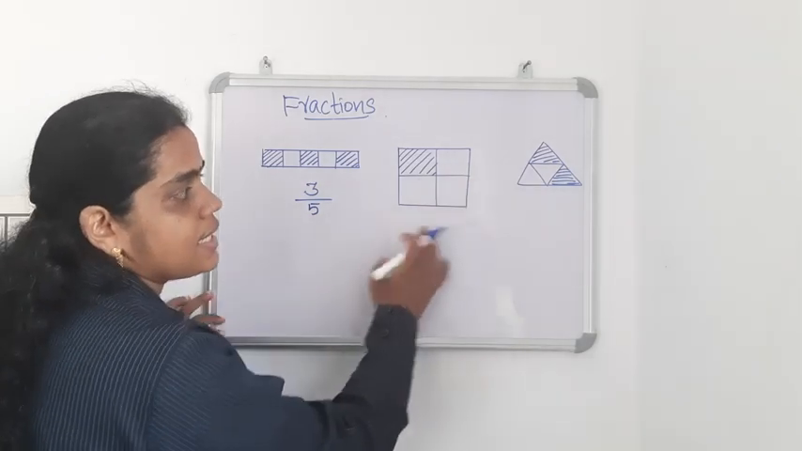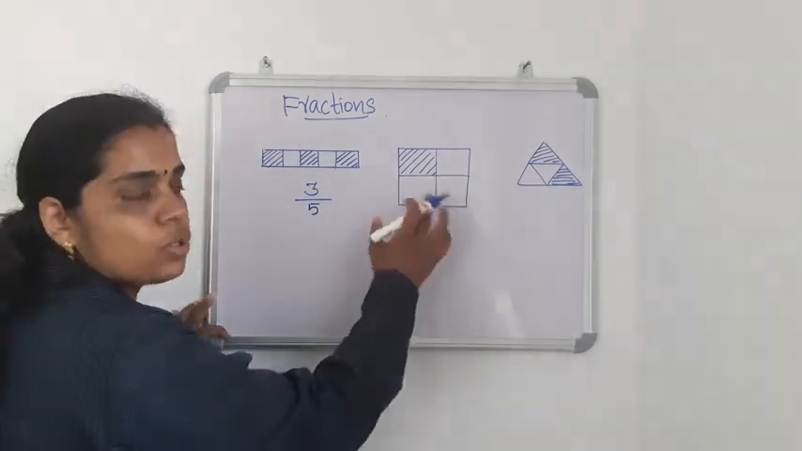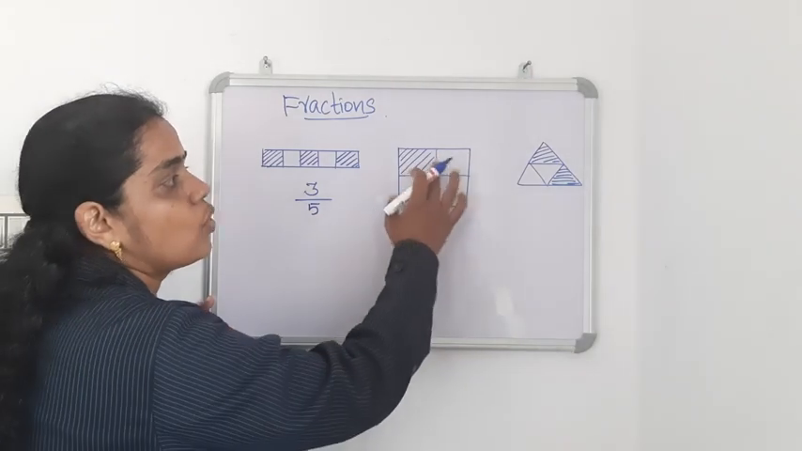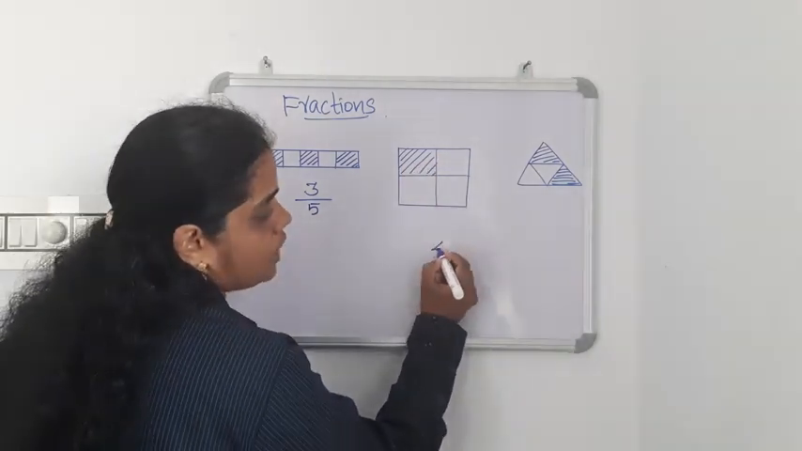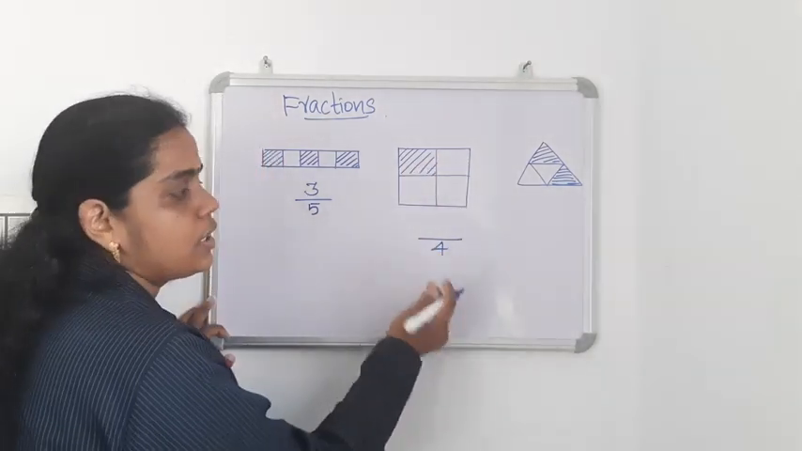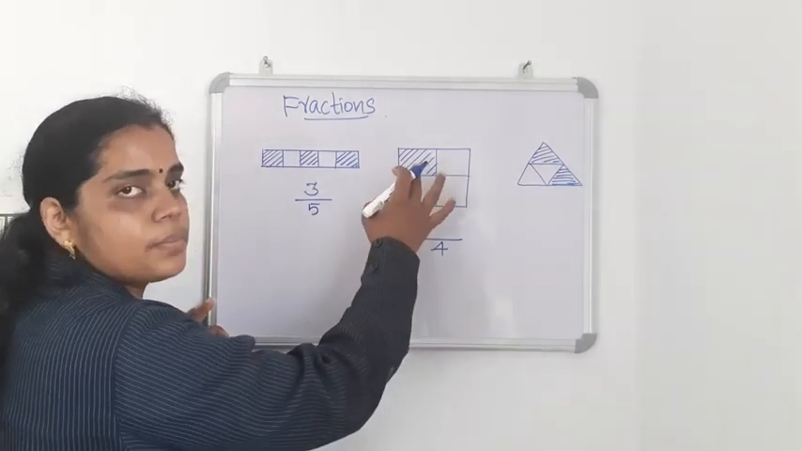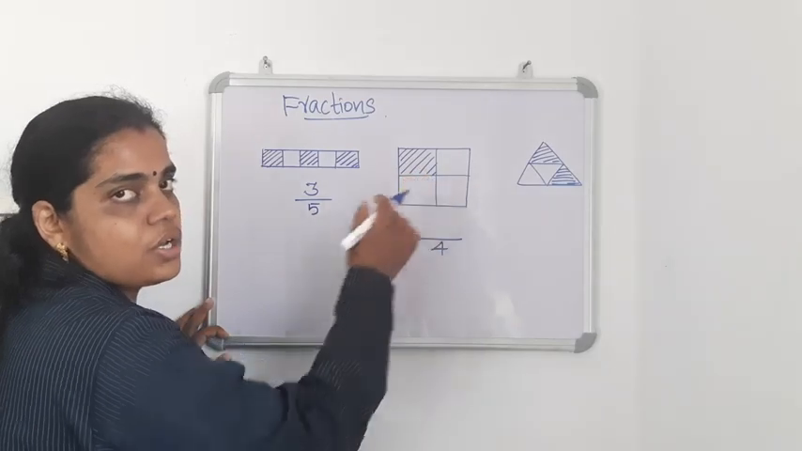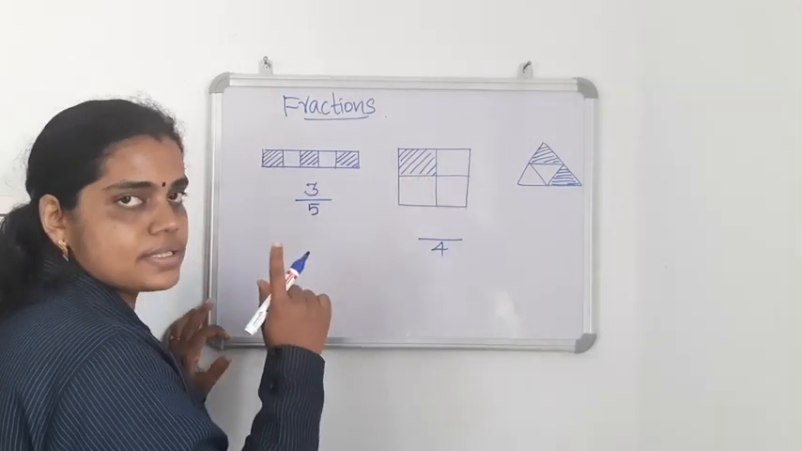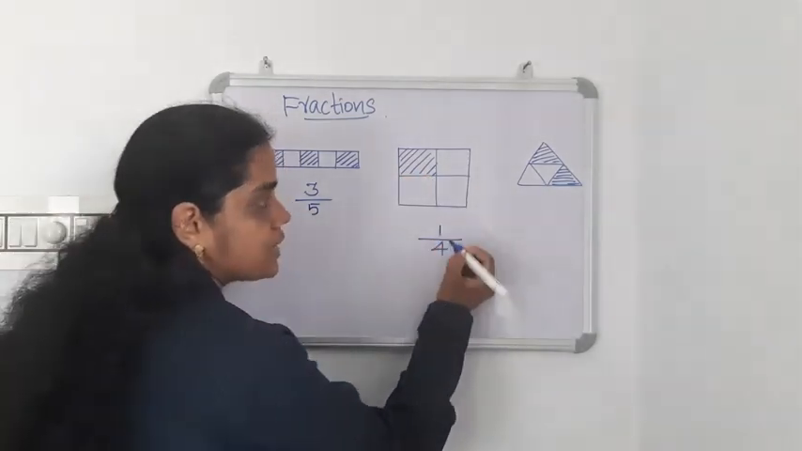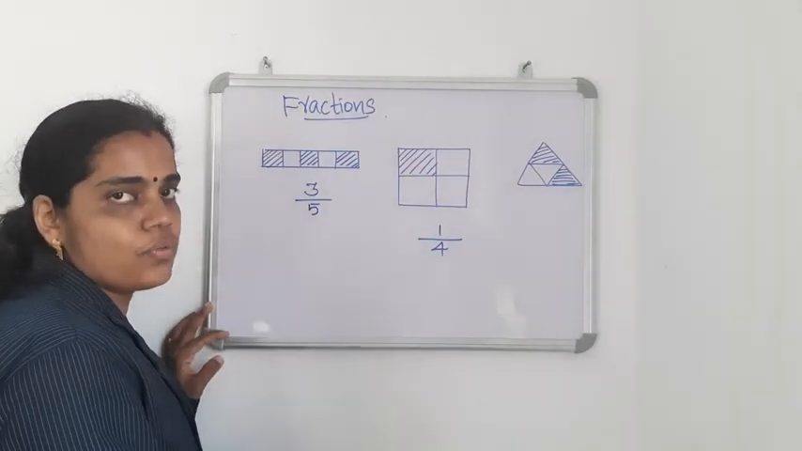Okay. Then in the second picture, 4 equal parts are there, isn't it? So here we can write 4. That is the whole. And out of this, how many portions are shaded? Only one part is shaded. So the fraction is 1 by 4.